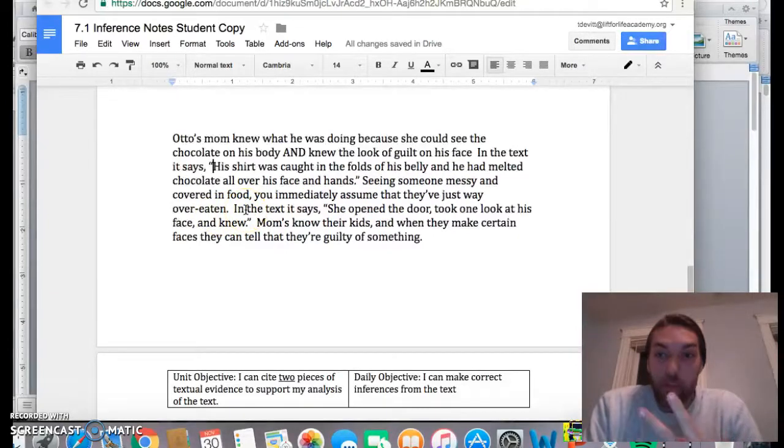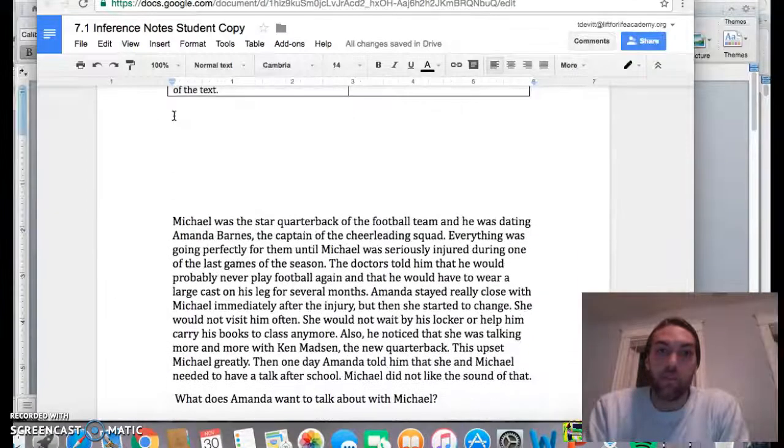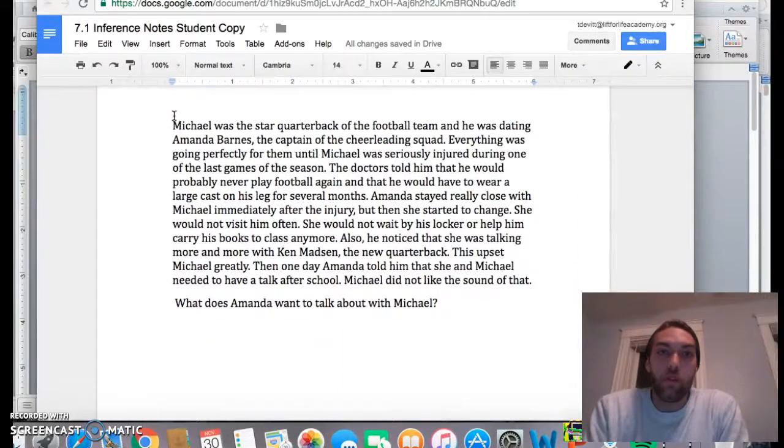Then I go to my second piece of evidence. I also know it because in the text it says she opened the door, took one look at his face, and knew. My second explanation: moms know their kids, and when they make certain faces, they can tell that they are guilty of something. So this is that true unit objective of being able to make an inference and support it with two pieces of evidence.